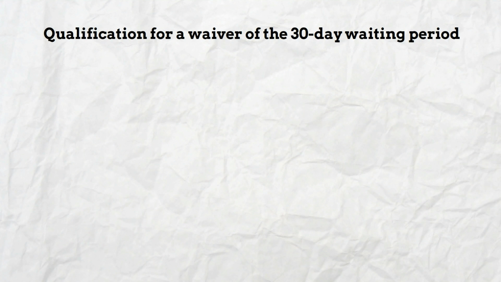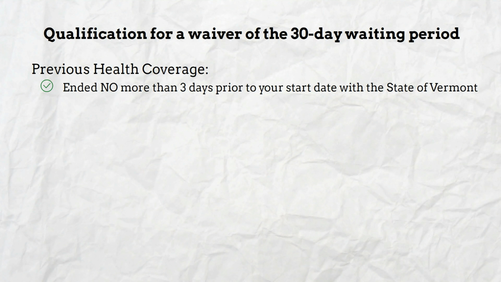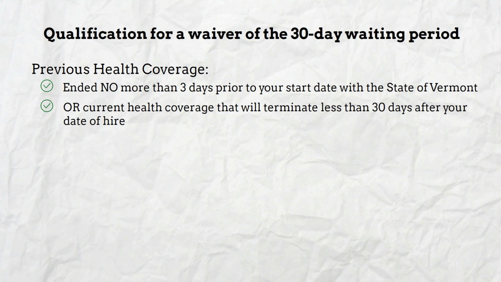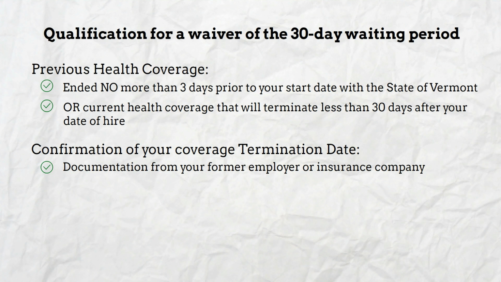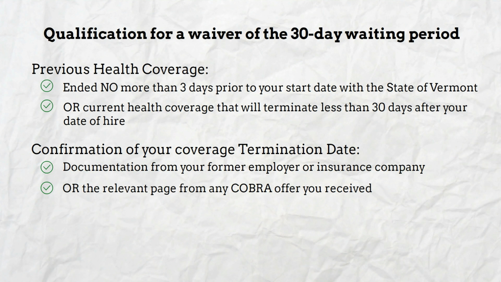You may be eligible to waive the 30-day waiting period if you have previous health coverage that ended no more than 3 days prior to your date of hire with the state of Vermont, or you have current health coverage that will terminate less than 30 days after your date of hire. You will need to provide confirmation of your coverage termination date to the Employee Benefits Unit. This could be a document from your former employer or insurance company, or the relevant page from any COBRA offer you received.